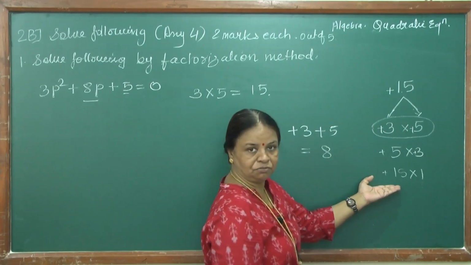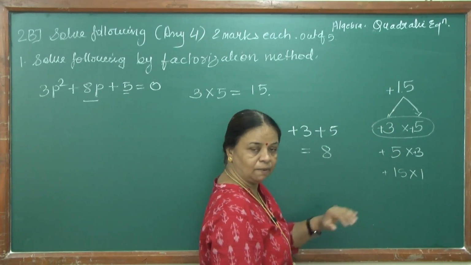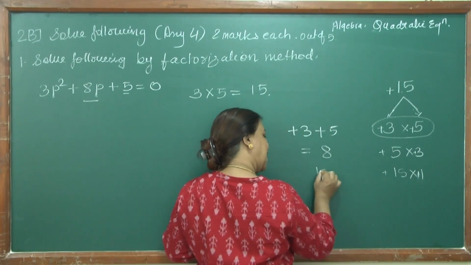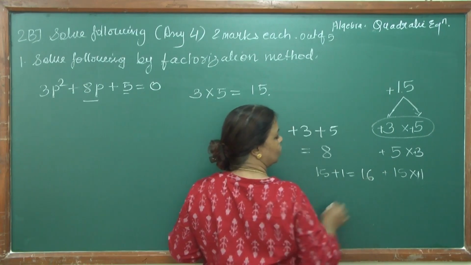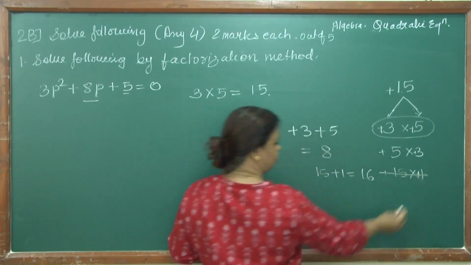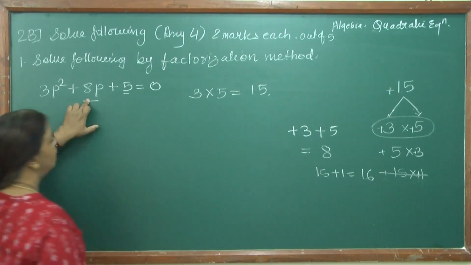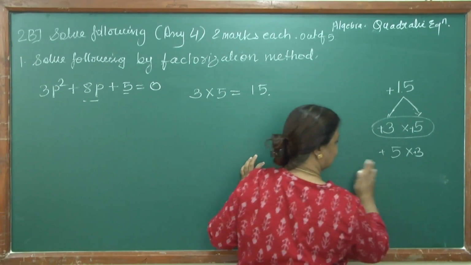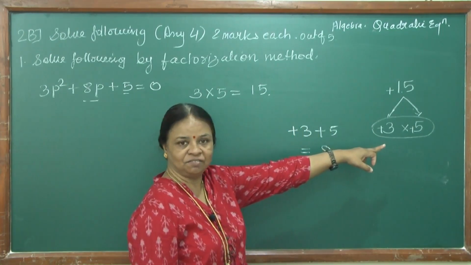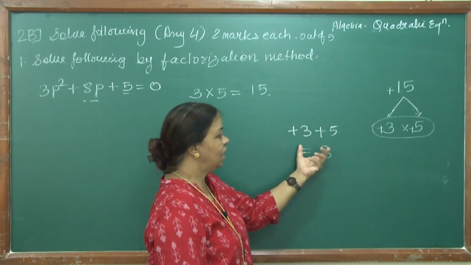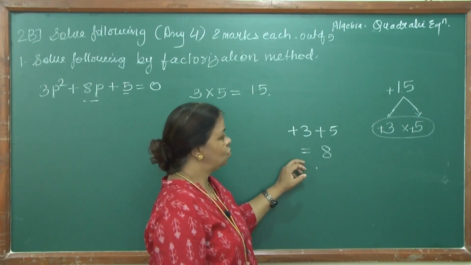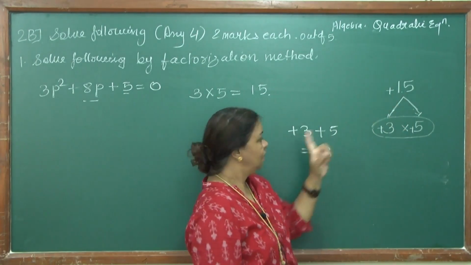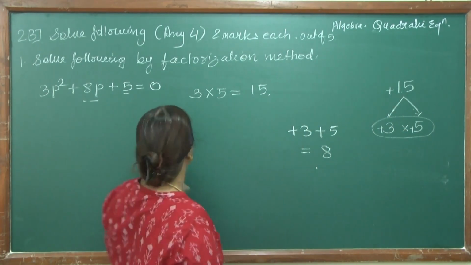Let's see for this: 15 into 1 also gives me 15 only. So 15 is plus and 1 is also plus. If I add, I get 16. So should I take this? No, because my middle number is 8, not 16. So I will not take this. I will only go for 3 and 5. Let's write them with the variable. When I multiply 3 and 5 I get 15, but when I add them I get 8. So let's write it.